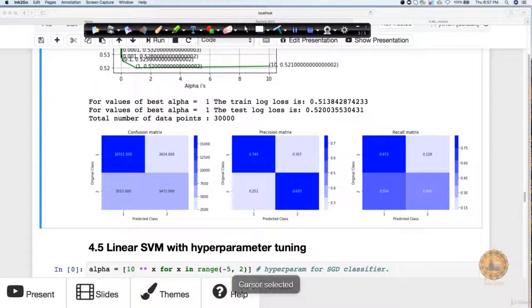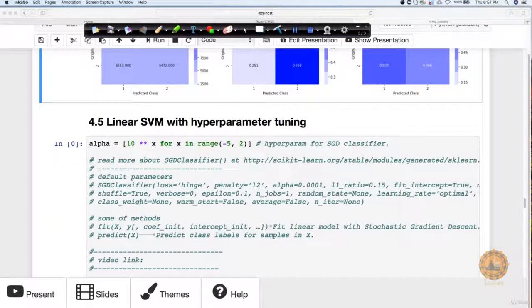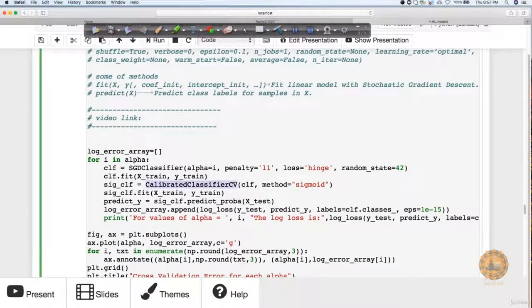So let's see if my linear SVM is going to help me solve this problem. Again we're going to apply linear SVM with hyperparameter tuning. Same thing, we are going to apply the calibrated classifier. You can see that this time I'm using the penalty as L1, not L2.